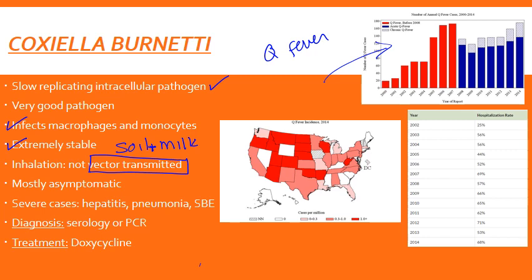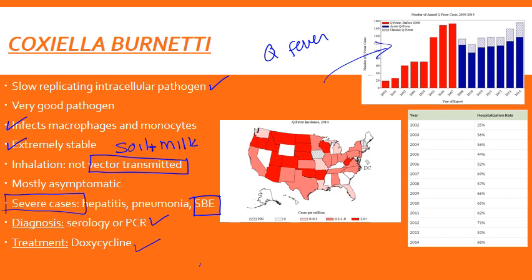Mild, nonspecific flu-like symptoms. Some patients will go on to develop a more severe course of disease with hepatitis, pneumonia. It can also be a somewhat rare cause of subacute bacterial endocarditis, but that's pretty uncommon. And diagnosis is made by serology or PCR, and the recommended treatment for this one is doxycycline.